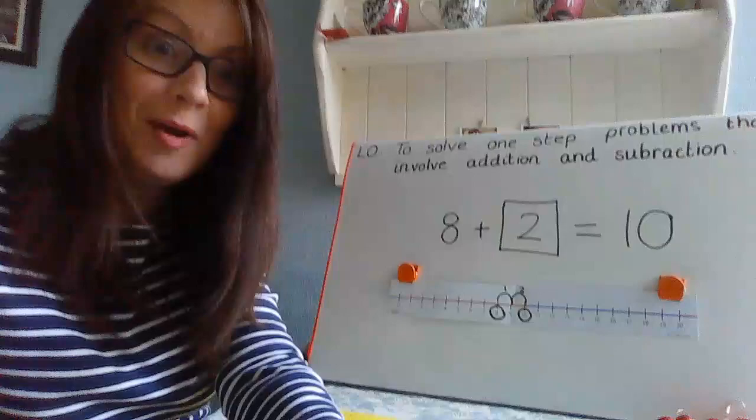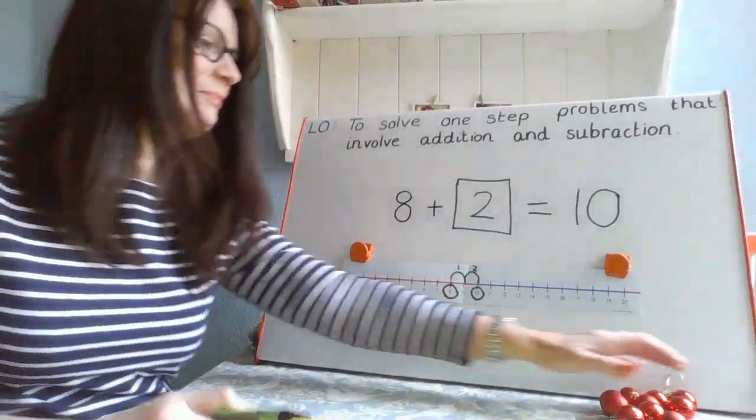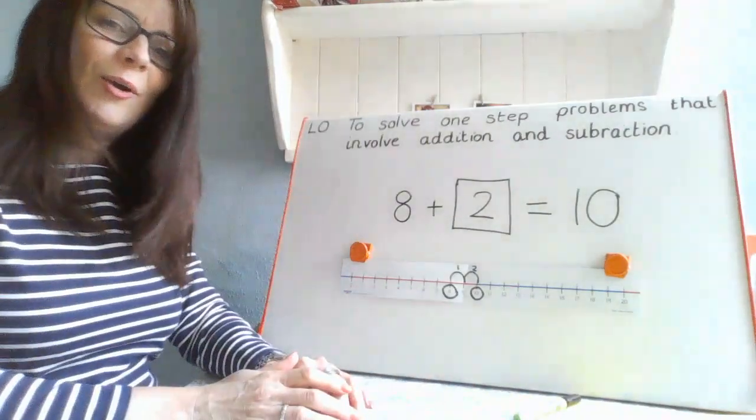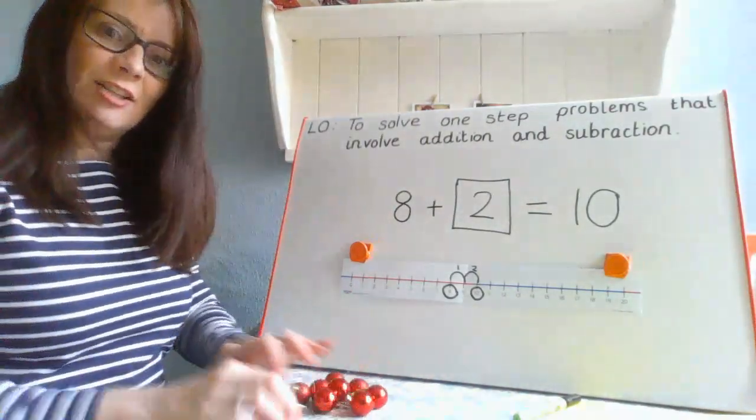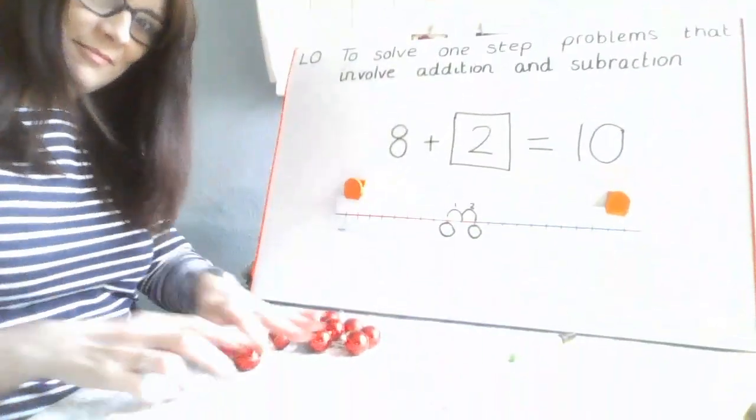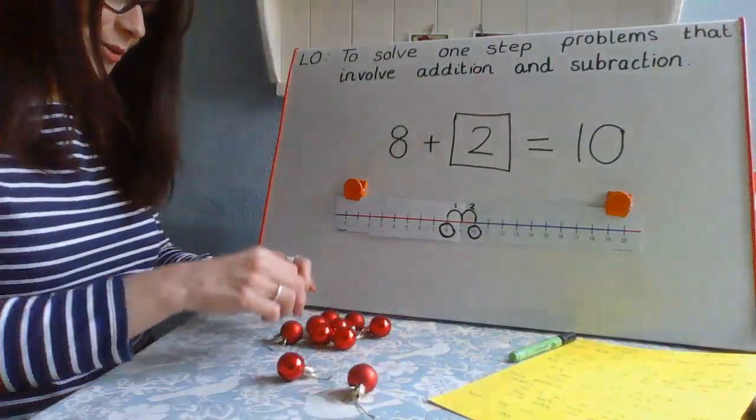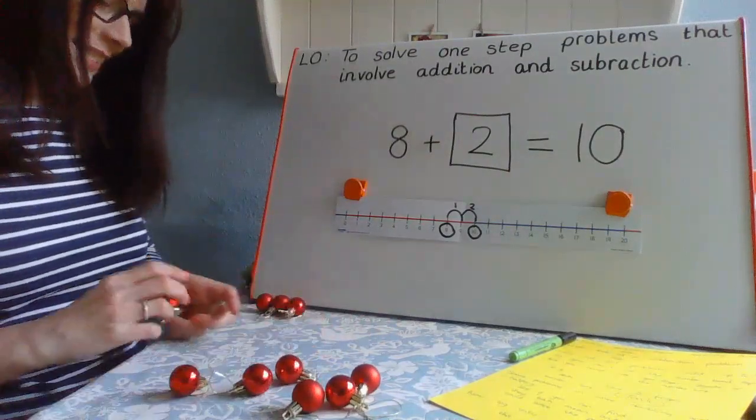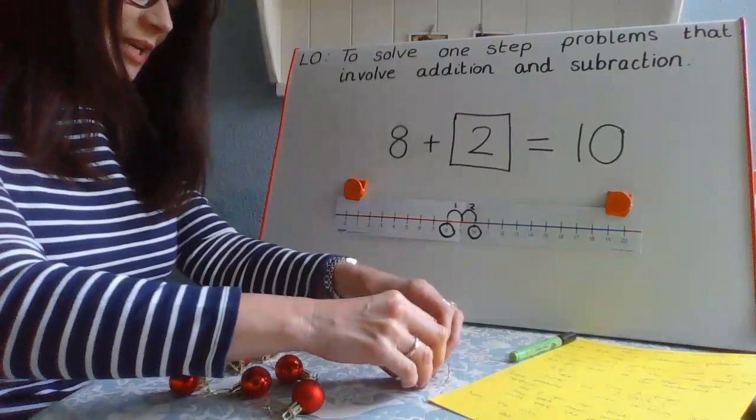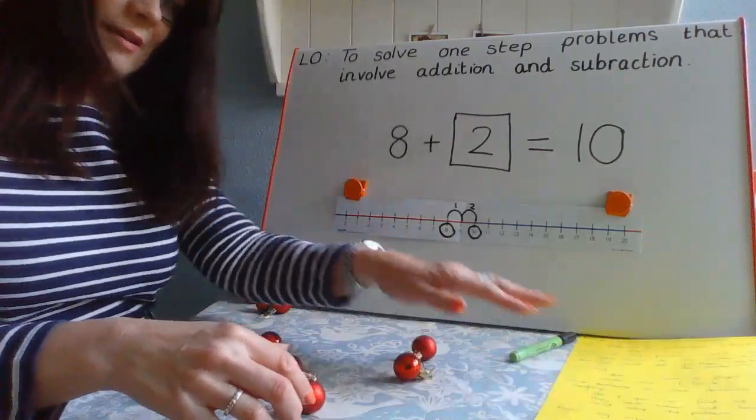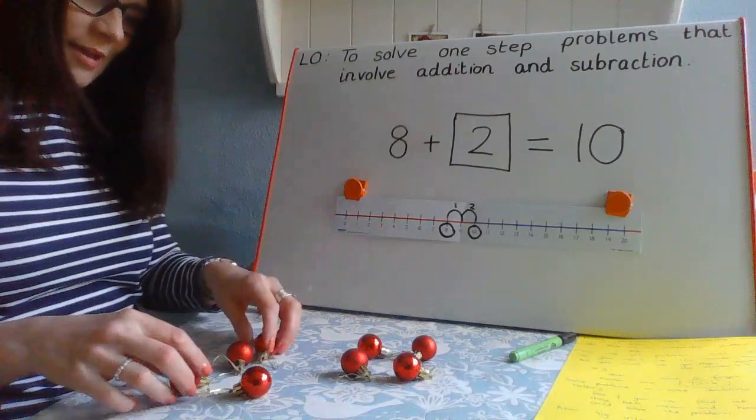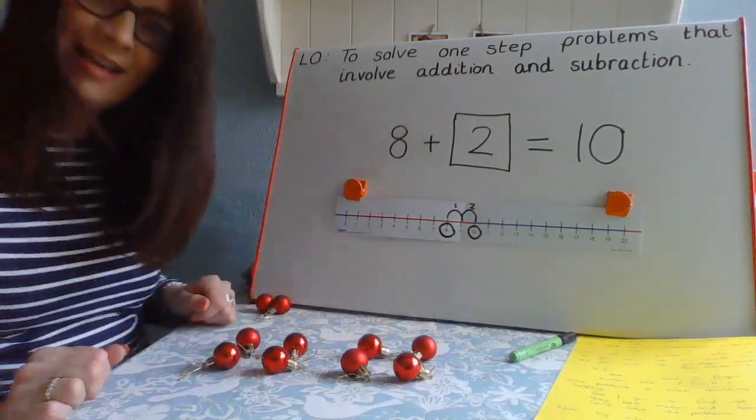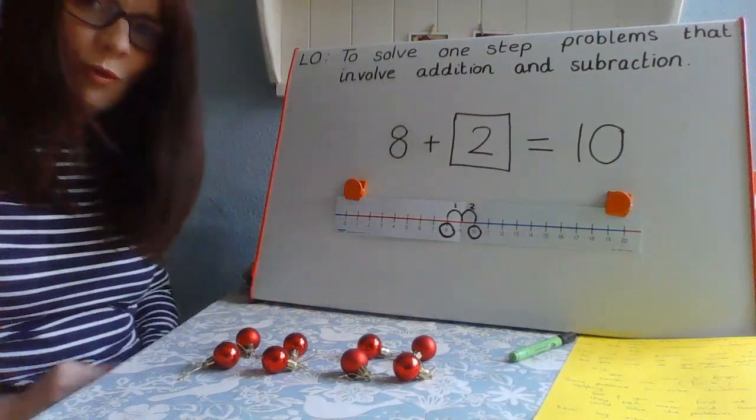I'm going to check that with my objects. Are you ready? So, what was my first number? 8. I'm going to get 8 of my balls. 1, 2, 3, 4, 5, 6, 7, 8. Let's put them in a nice little 4 there. And 4 there. 8.